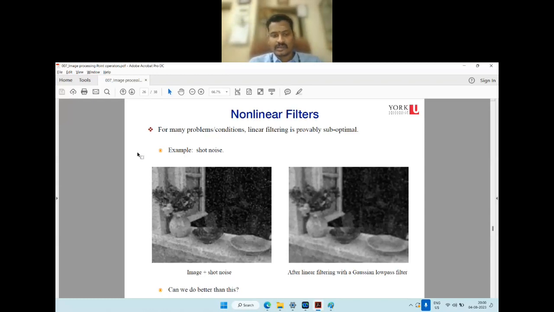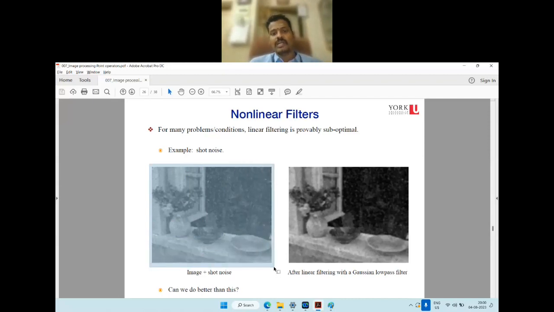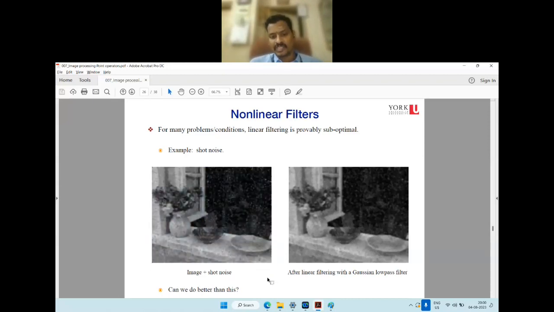One such example is given here: an original image to which they have added shot noise. Shot noise means an abrupt change in the pixel intensities. They corrupt the image with some unwanted intensity values, and we call that shot noise, S-H-O-T. Then they apply a linear filter. One such linear filter they have applied is a Gaussian low pass filter.